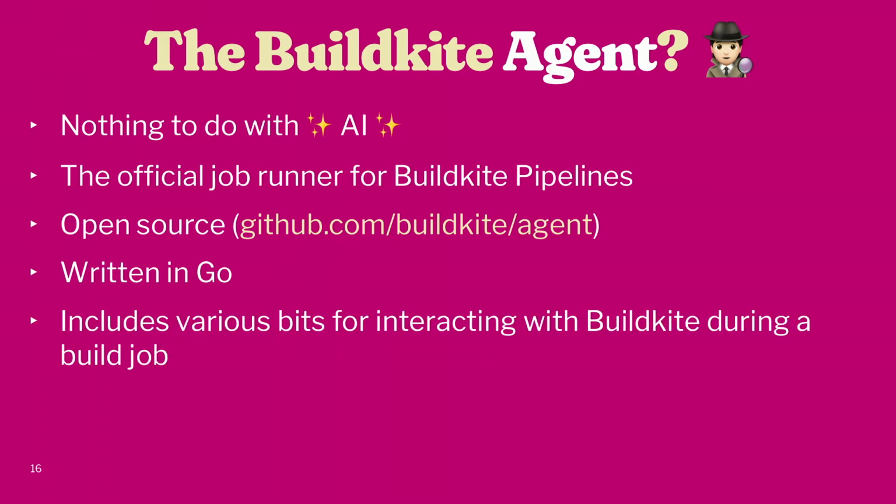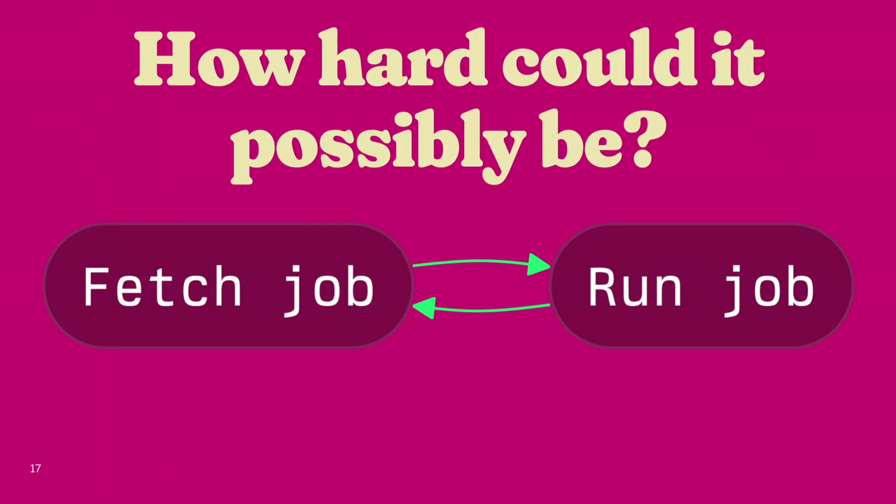And it's not just the runner, it also has various other subcommands for interacting with Buildkite during a job. But at its core, it's basically this one loop. Fetch a job, run the job. Fetch another job, run the job. How hard could it possibly be?